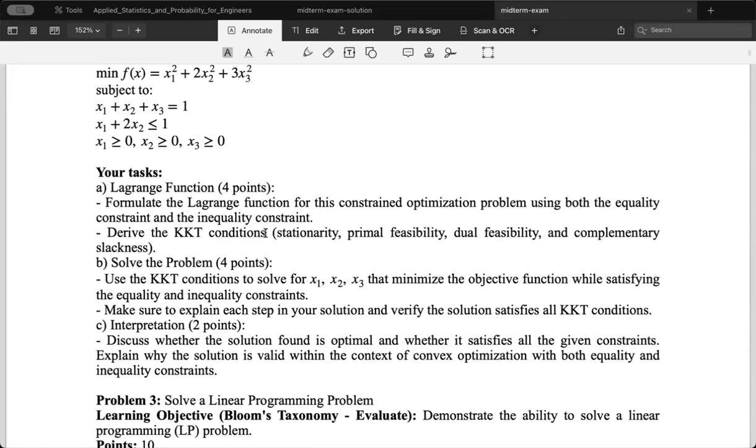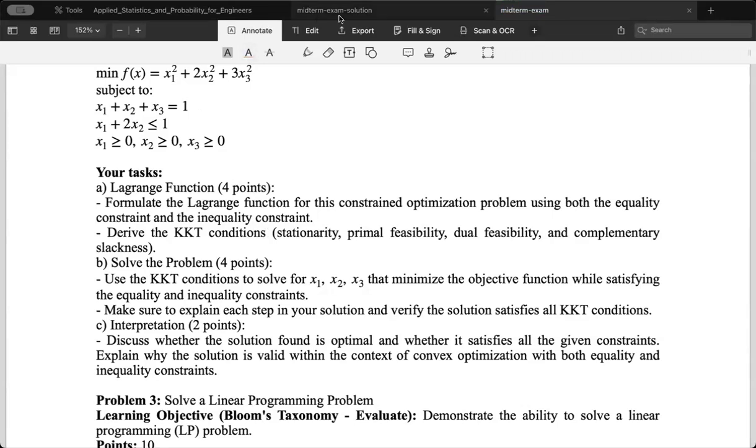KKT conditions include stationarity, primal feasibility, dual feasibility, and complementary slackness. And then you must solve the problem by using KKT conditions. I emphasize here that you make sure to explain each step in your solution and verify. The important thing is to verify whether the solution satisfies the KKT conditions or not. And C is interpretation, 2 points. You must discuss whether the solution found is optimal, whether it satisfies all the given constraints. Explain why the solution is valid within the context of convex optimization with both equality and inequality constraints.